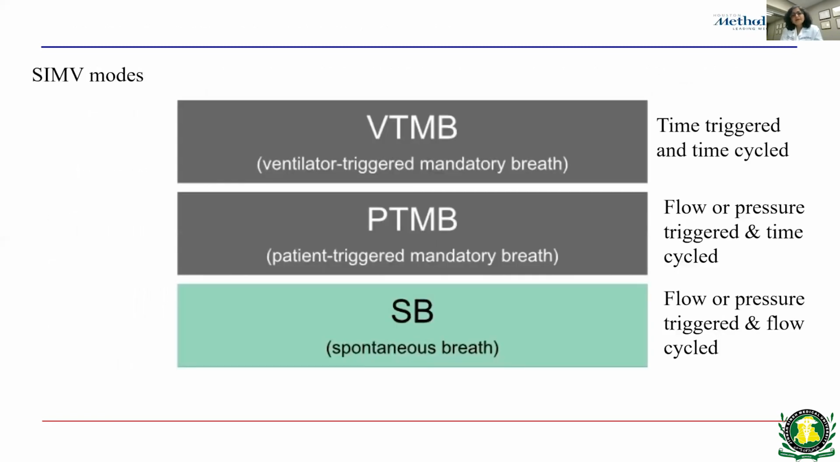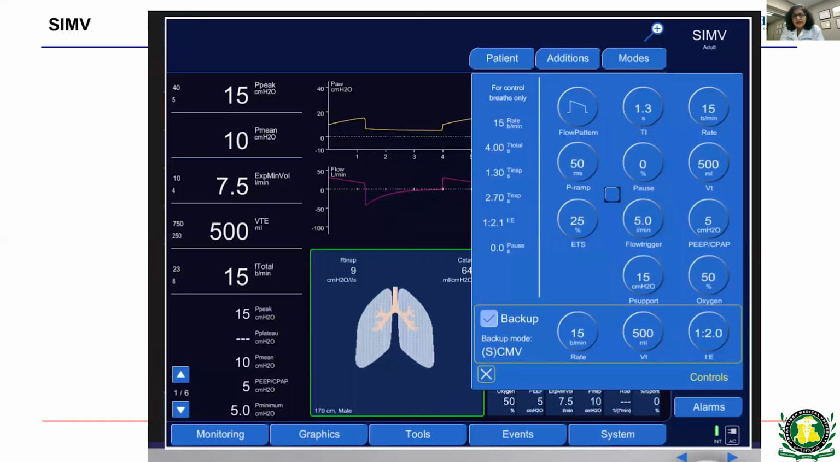Now, in an SIMV mode, there are 3 types of breaths that can be generated. If the patient is completely passive, then all the breaths will be ventilator-triggered mandatory breaths. If the patient is active, but the IMV rate is fast, then they will have a combination of VTMB and PTMB breaths. But if the IMV rate is set slower, then the patient will have time to have a spontaneous breath, which could be augmented with some pressure support. In the next 2 slides, I will show you how to set this up.